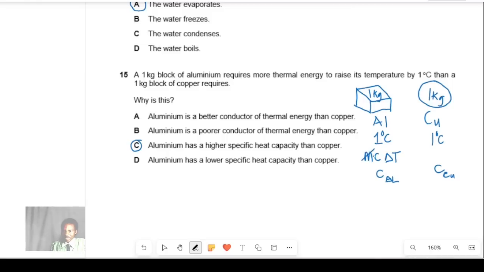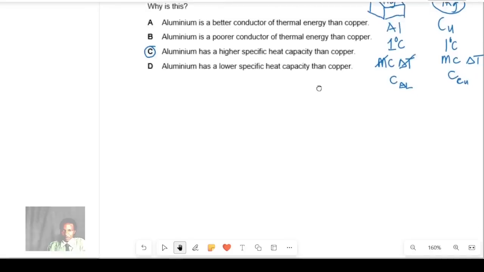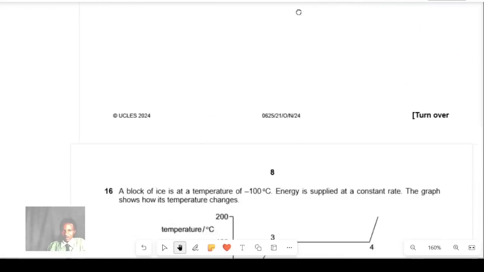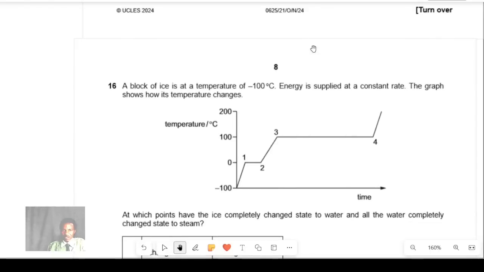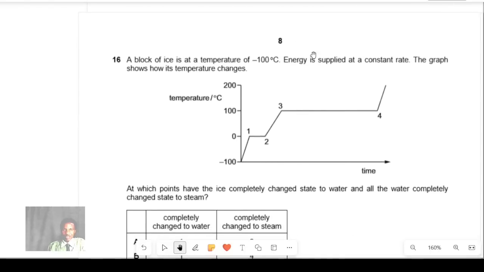So the mass is the same, the temperature is the same. So the only thing that is different here is the specific heat capacity. All right, question number 16.